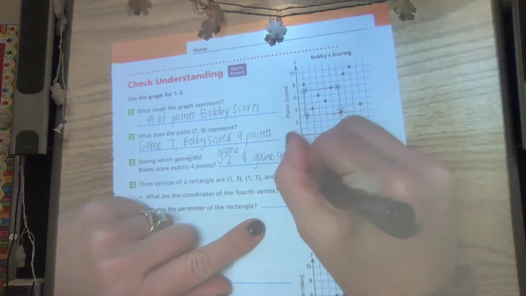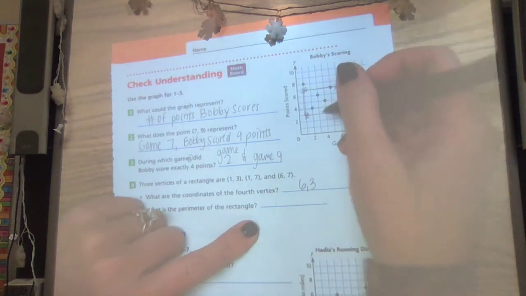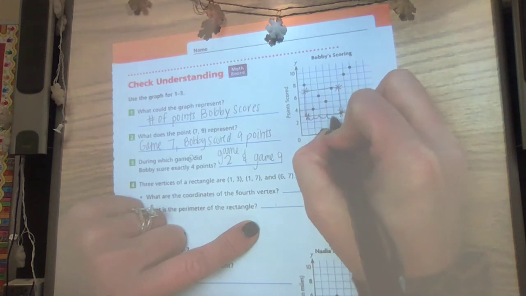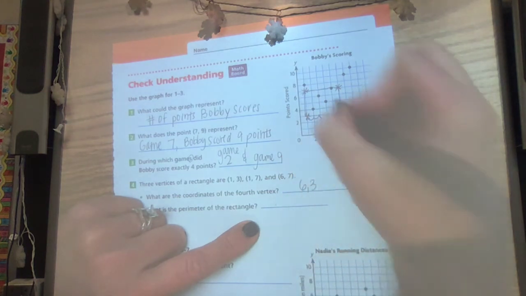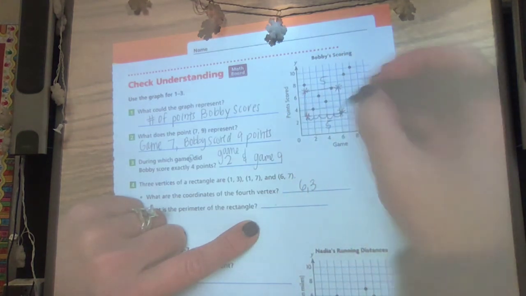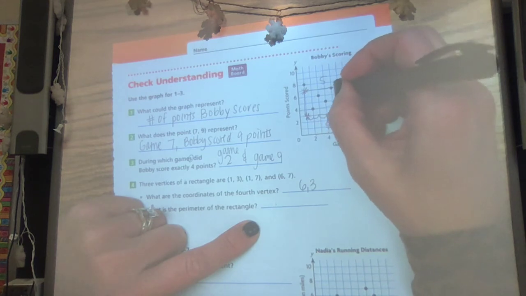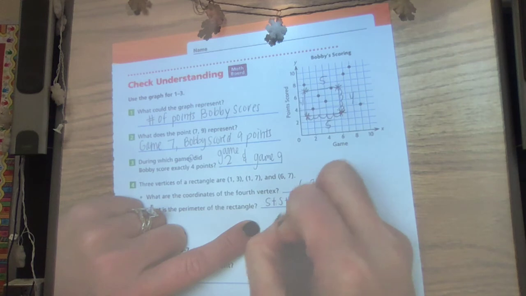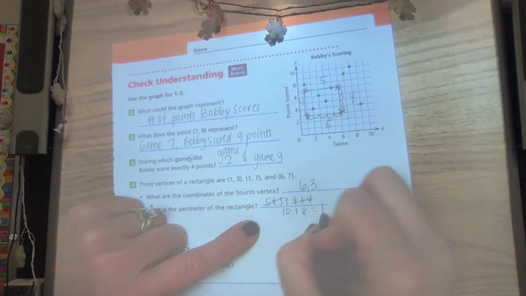What would that perimeter be? I'm going to do the same thing I just did. 1, 2, 3, 4, 5. So that's 5. I know that's 5. 1, 2, 3, 4. So that side's 4. So 5 plus 5 plus 4 plus 4. 10 plus 8 is 18.